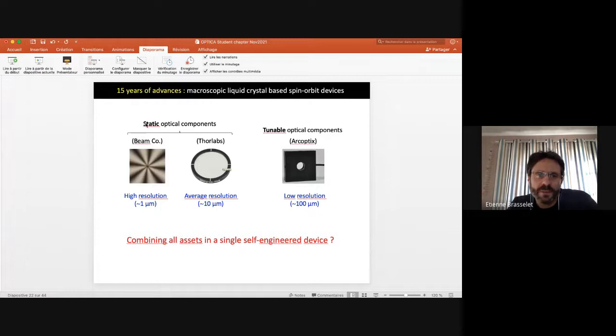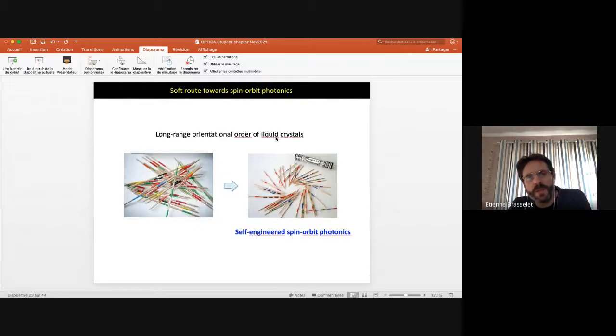However, this is static. If you want to have tunable elements, with the capability that liquid crystals can offer a priori to be reoriented, then they are low resolution. So can you combine all the assets, take the best of the two worlds, to generate new kinds of devices? The idea, which is what we have been doing in our group for several years, is to combine all these assets into a single device, exploiting the capability of self-organization of liquid crystals.